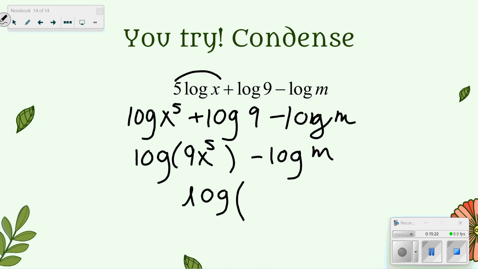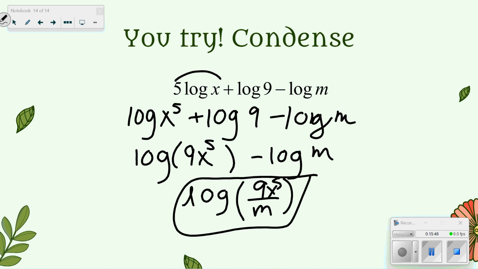Single log expression. Look down at your paper. Did you write log one time or did you write it 2 times? If you wrote it 1 time, you're probably on the right track. And you had 9x to the 5th over m. So this is a single log expression, meaning my numerator over denominator inside the parentheses here.